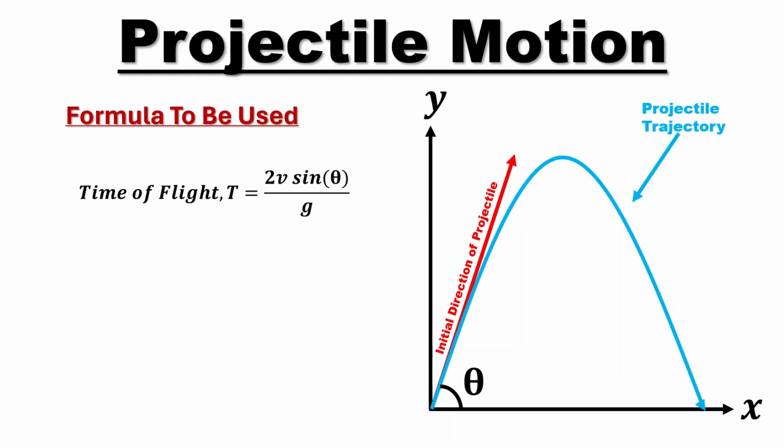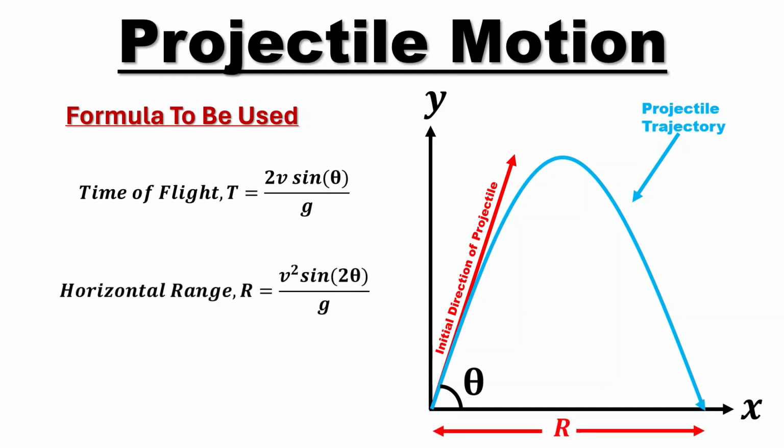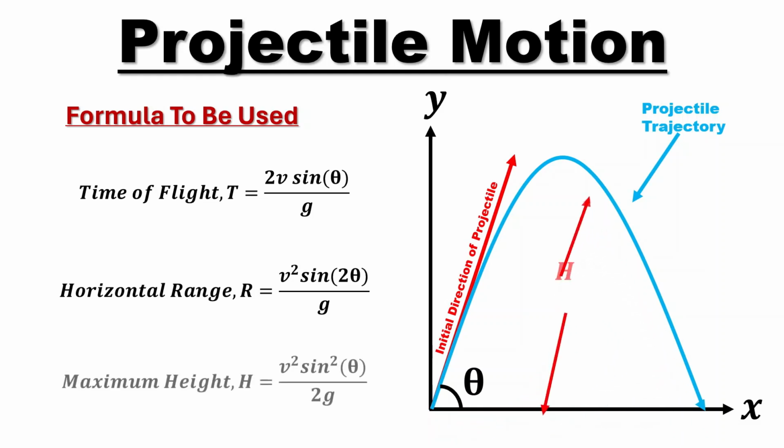Formula to be used: time of flight t is equal to 2v sin theta over g. Horizontal range r is equal to v square sin 2 theta over g. Maximum height h is equal to v square sin square theta over 2g.